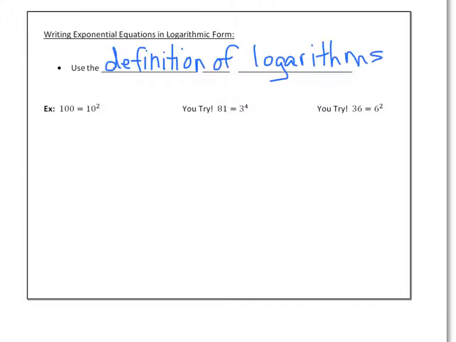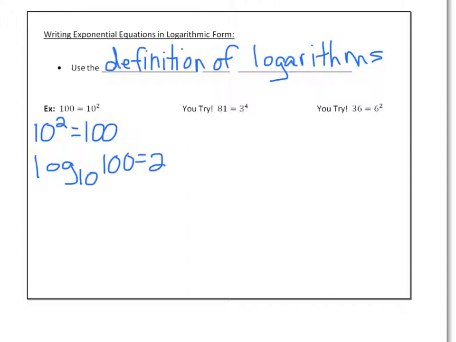So our first example, we have 100 equals 10 squared. If you don't like seeing the 10 squared written on the right hand side, we can of course change it to see 10 squared equals 100. Now we go log, and then we look for the base. The base is always connected to the exponent, so in this case it's the 10, of the answer, which is 100, and that tells us what exponent it's going to be equal to, which is 2. So I know that if I took my base to this exponent, I would get this answer right here.